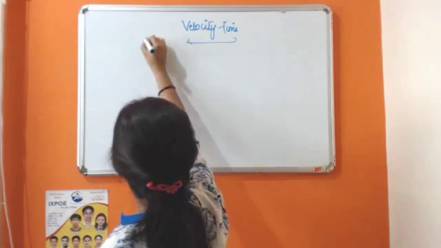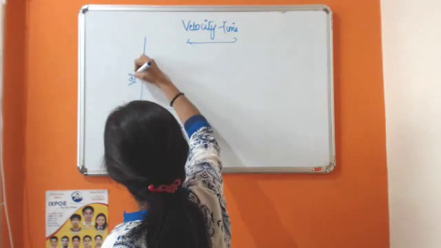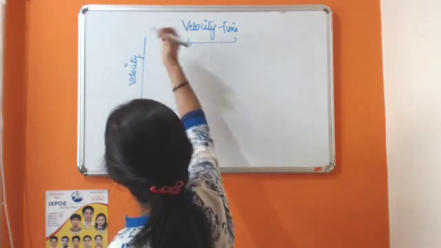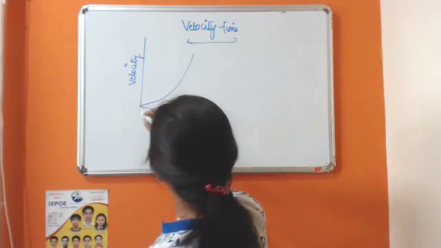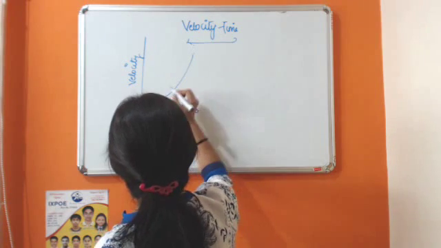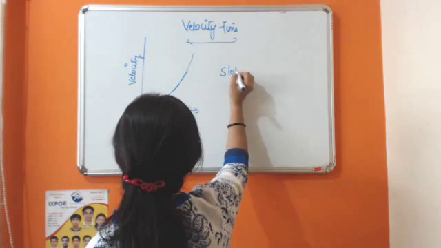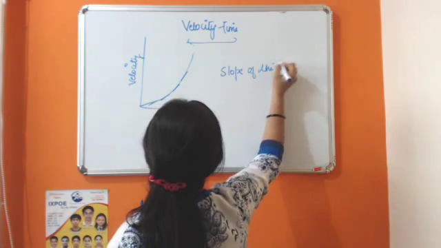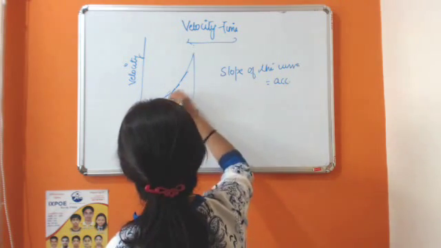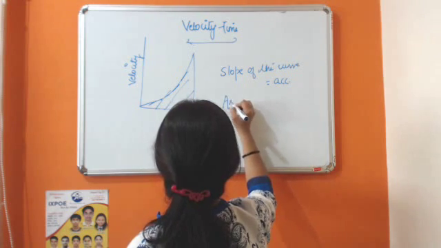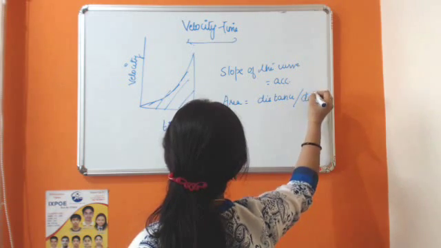So when it comes to velocity time graph, on x-axis we represent time and on y-axis we represent velocity. Let the curve be like this. So slope of the curve gives us acceleration, and area below the curve gives us distance or displacement.